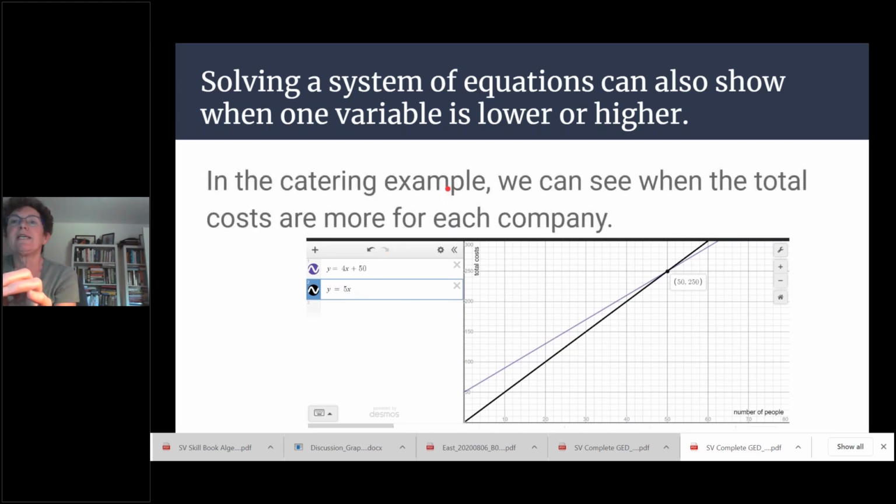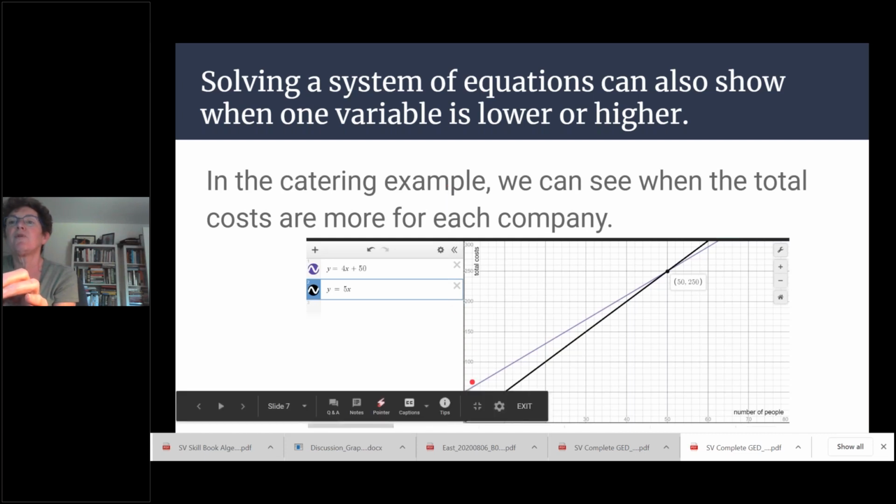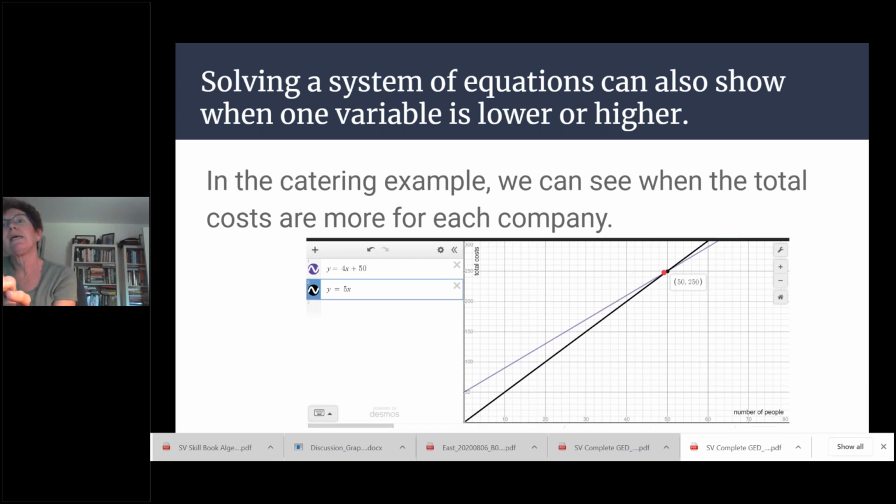So for each number of people from 0 to 50, or to 49, Kathy's has a greater total cost. At 50, they're the same. And then at 51 and above, Diamond is more expensive.